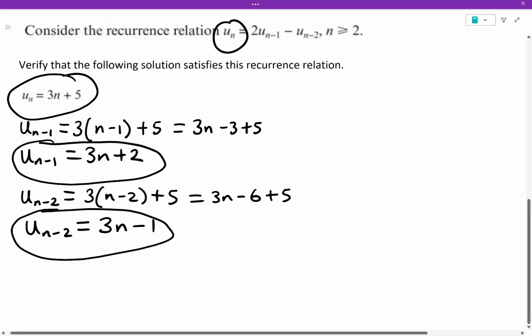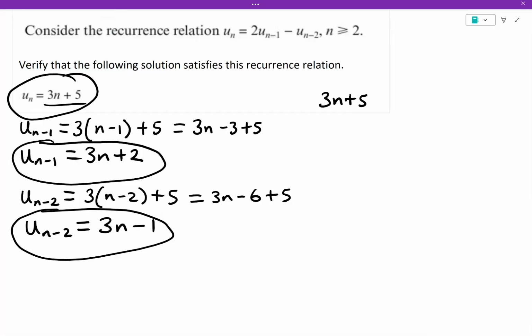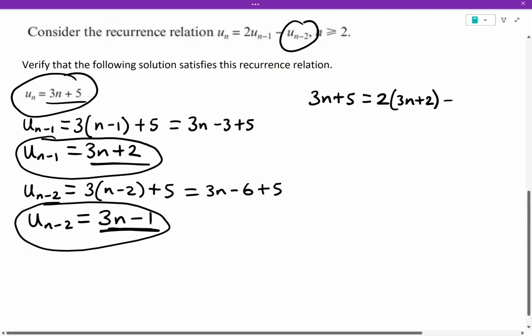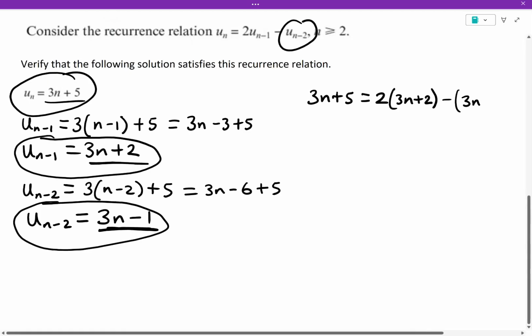Okay, the u_n is going to be replaced with the 3n plus 5. So I'm going to write that here. And then on my right-hand side, I've got the 2, and that's multiplied by u_(n-1), which is going to be the 3n plus 2. So I'm going to put that in brackets. And then we've got subtract, and then we've got the u_(n-2), which is the 3n subtract 1. So I'm also going to put that in brackets because it's multiple terms.